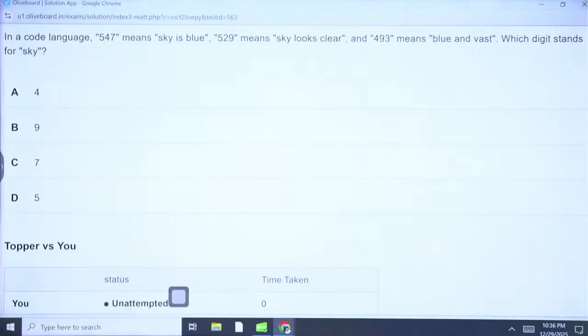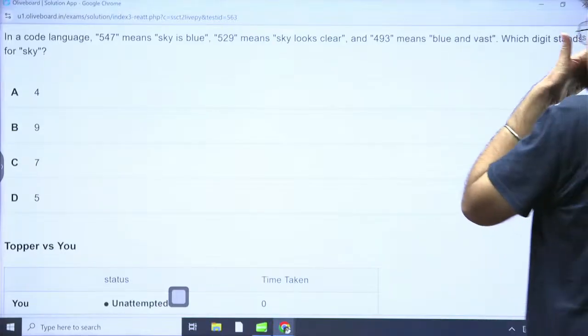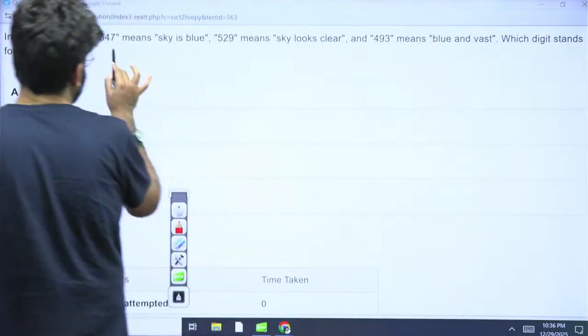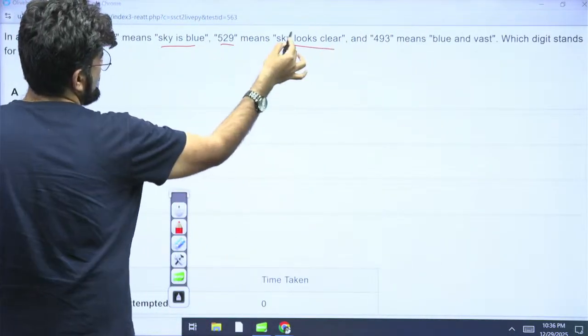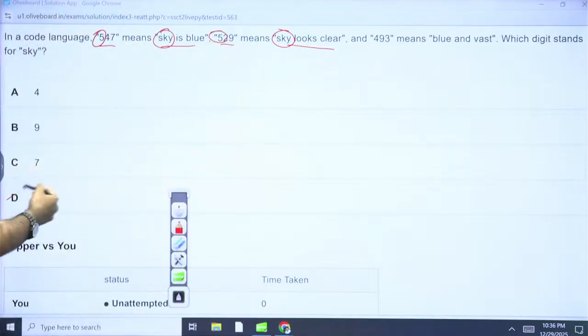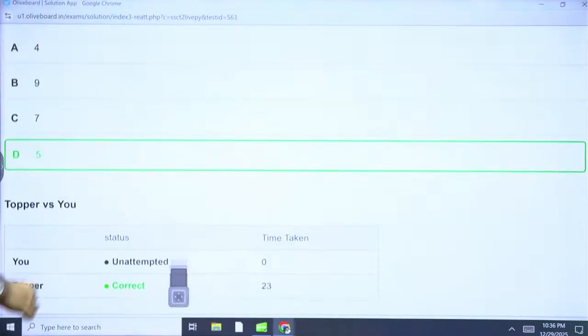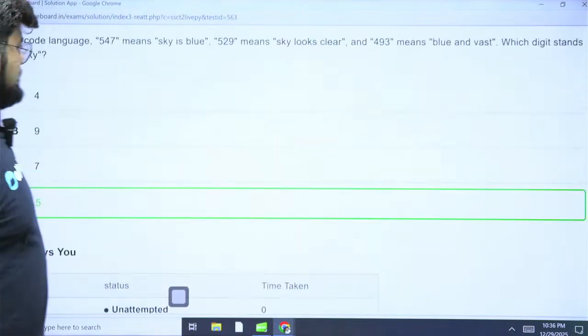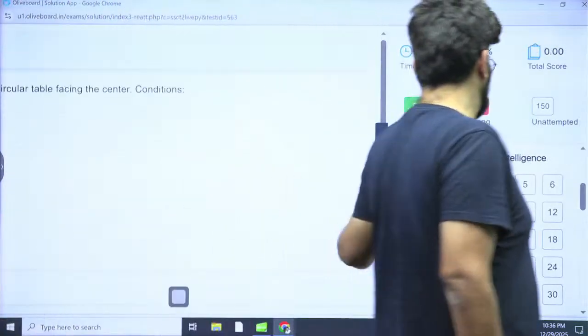547 means sky is blue. 529 means sky looks clear. 493 means blue and vast. Which digit stands for sky? Okay, 4975. Now I think this is clear Chinese coding here. You can right away get it from here only. Sky is 5, because 5 is the only common thing. 5 stands for sky. This was pretty easy, I think. Yeah, 23 seconds. Wonderful. Next.